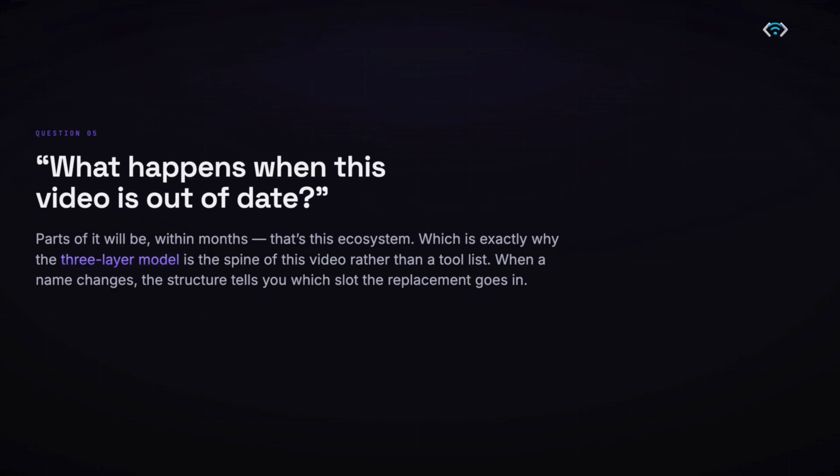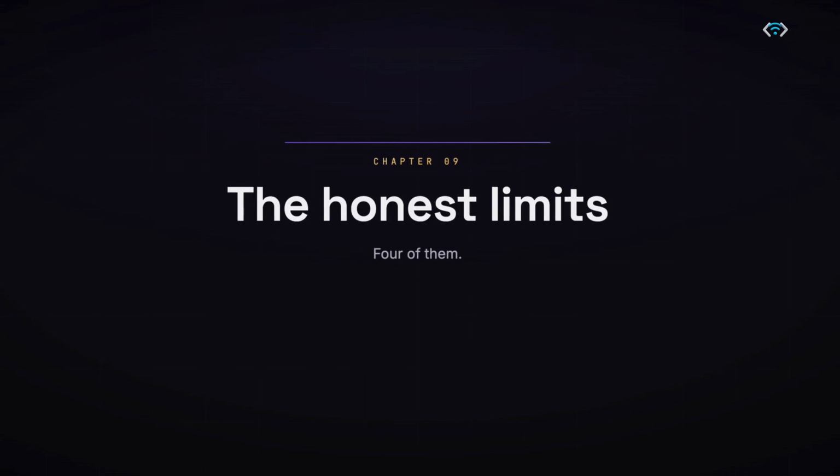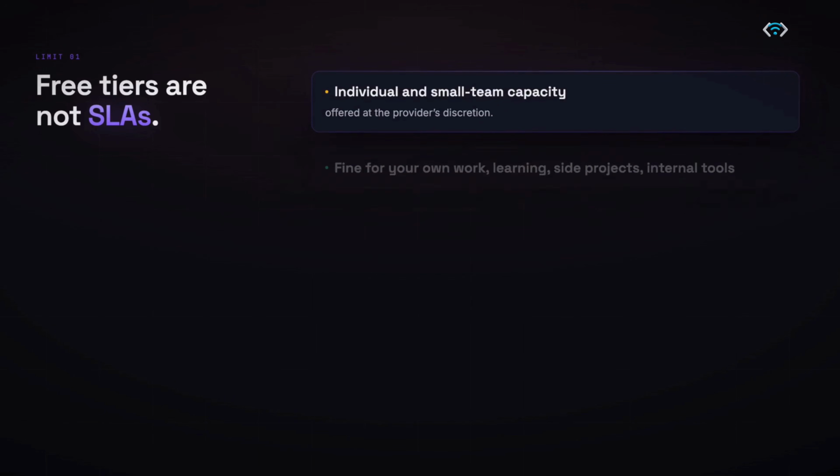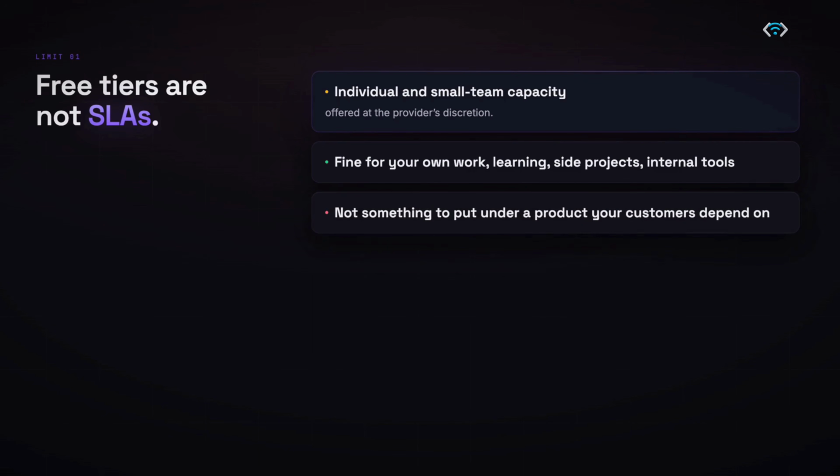What happens when this video is out of date? Parts of it will be within months, that's this ecosystem. Which is exactly why the 3-layer model is the spine of this video rather than a tool list. When a name changes, the structure tells you which slot the replacement goes in.